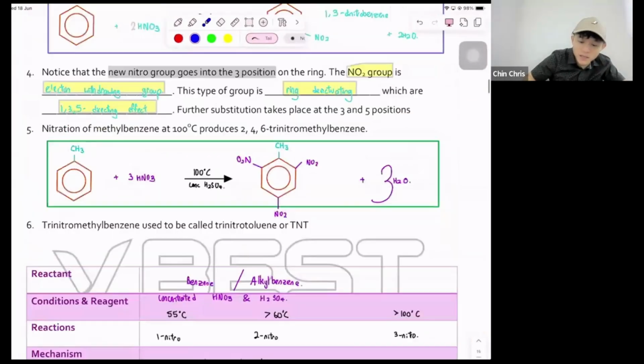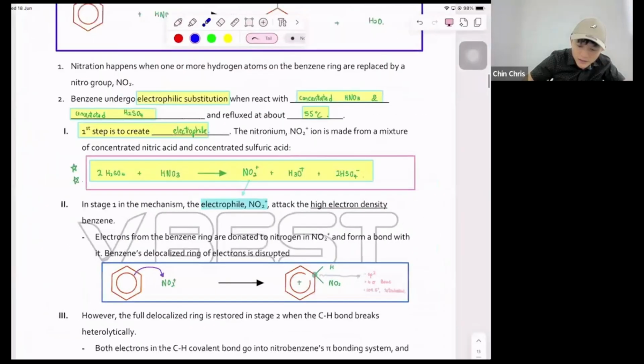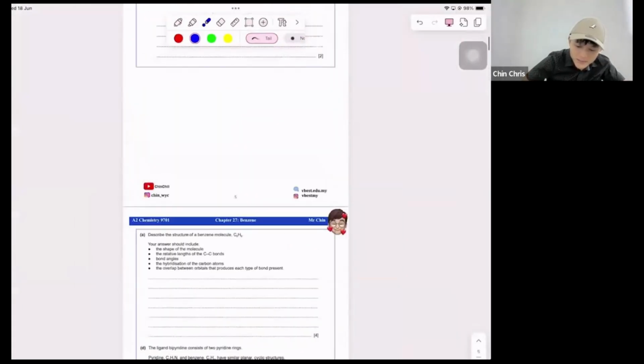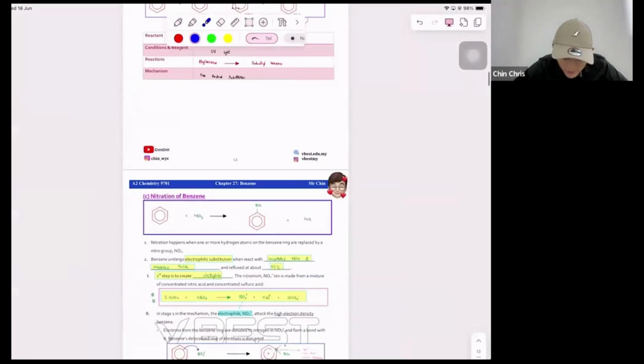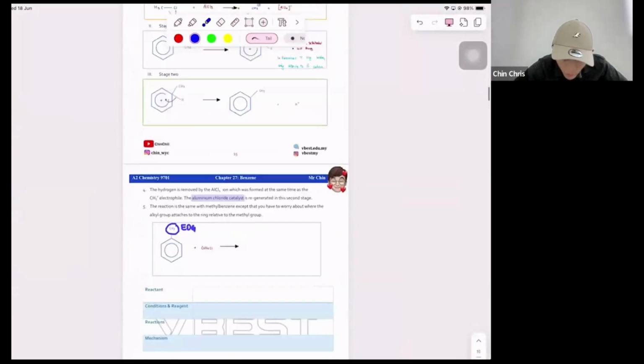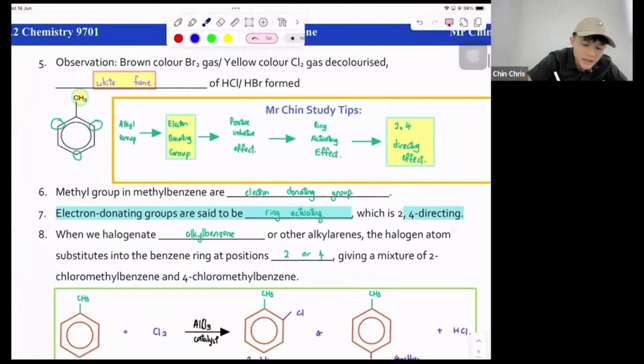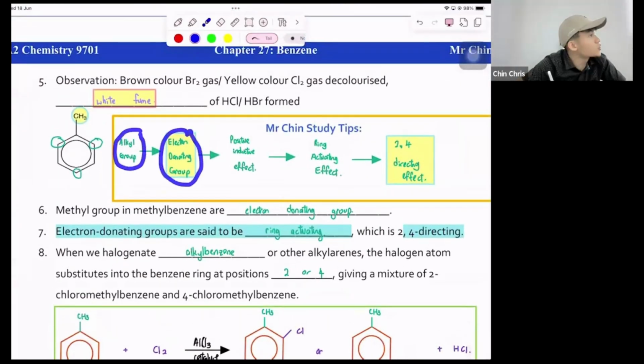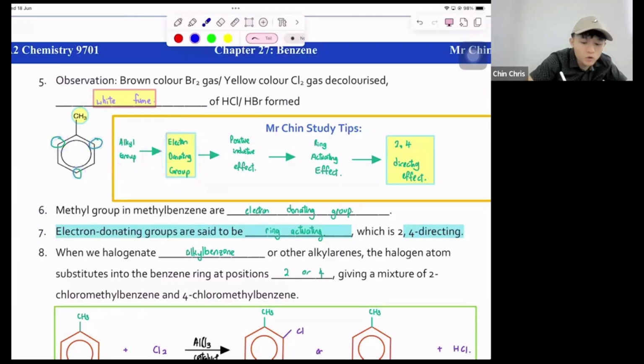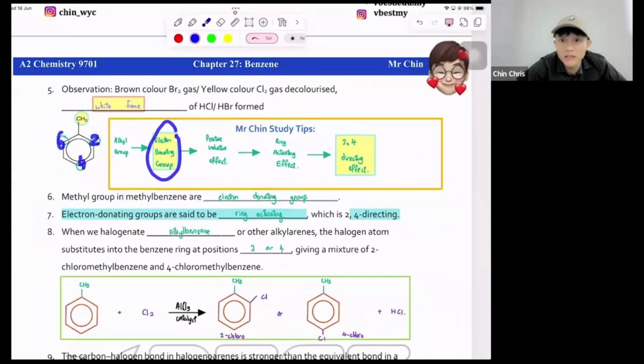2, 4, 6. Guys, remember this, you have to memorize it. Right now, your activating positions are no longer served in your data booklet, so you have to memorize them already. Remember this: an alkyl group is an electron donating group. When you have an electron donating group, it will open up position 2, position 4, position 6. Understand? So any substitution is going to go into the 2, 4, 6 positions because of the electron donating property.